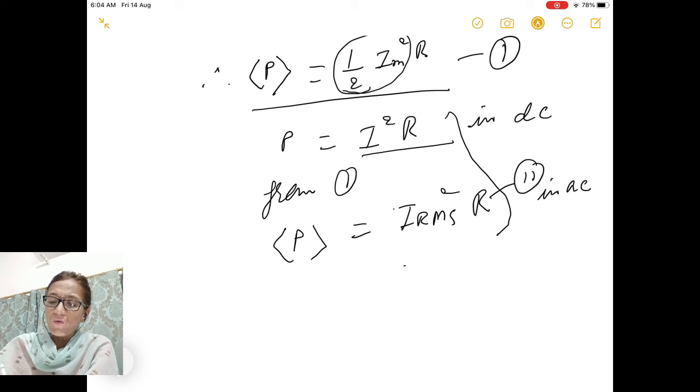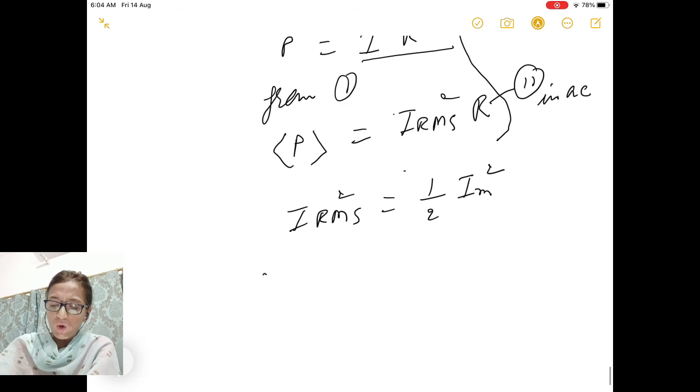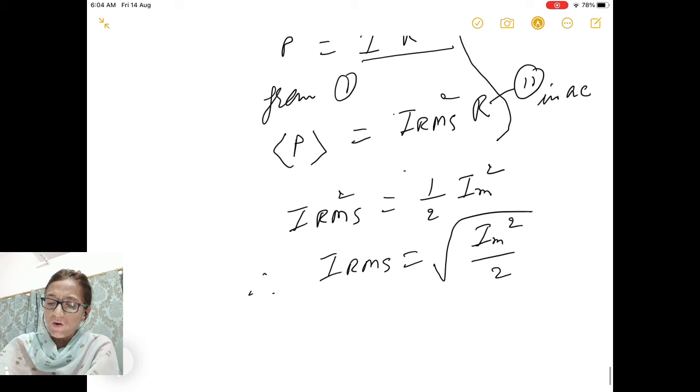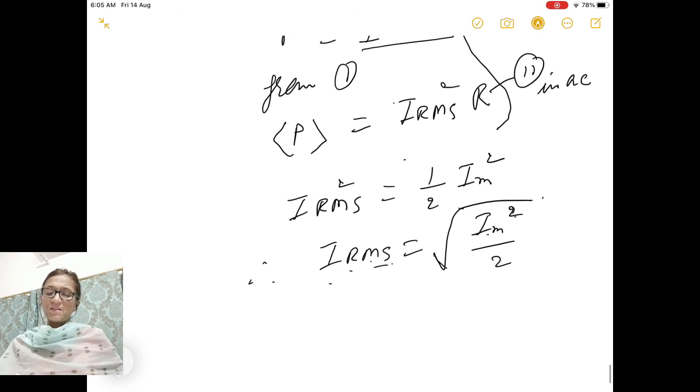So when you compare 1 and 2, you can get IRMS. Your IRMS square is equal to half of current amplitude square. Therefore IRMS is equal to current amplitude by root 2. Here RMS justifies the name of this current: R stands for root, so this is the root mean of the square of current. So this is the square of current and the mean of it. So this is your IRMS.